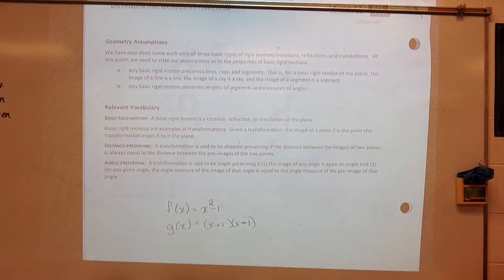Okay? Any basic rigid motion preserves length of segments and measures of angles. So in other words, the length of my segments and the measures of my angles will not change when I perform a rotation, a reflection, or a translation. Alright? Here you've got some relevant vocabulary. I would suggest you take time to read it. I would suggest you make sure you understand it because you are probably going to be seeing it more.